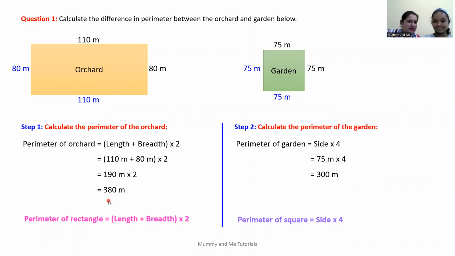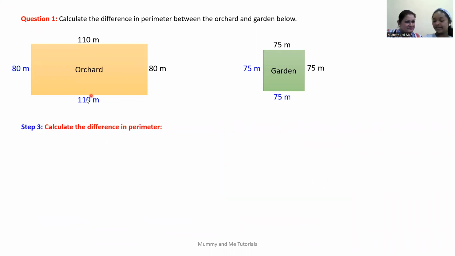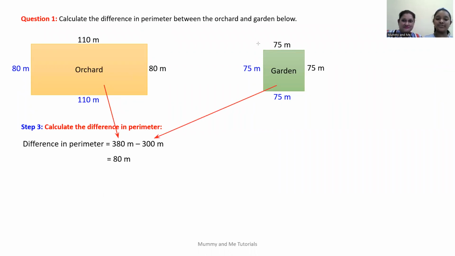So which object has the larger perimeter, the orchard or the garden? The orchard has a larger perimeter of 380 meters, and the garden has a perimeter of 300 meters. And the question is asking us to calculate the difference in perimeter between the orchard and the garden. So step 3 is to calculate the difference in perimeter. How do we do that? The difference in perimeter would be equal to 380 meters, which was the perimeter of the orchard, minus the perimeter of the garden, which is 300 meters, and we will get 80 meters.